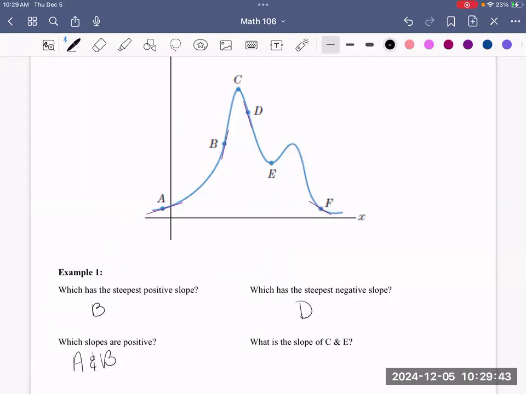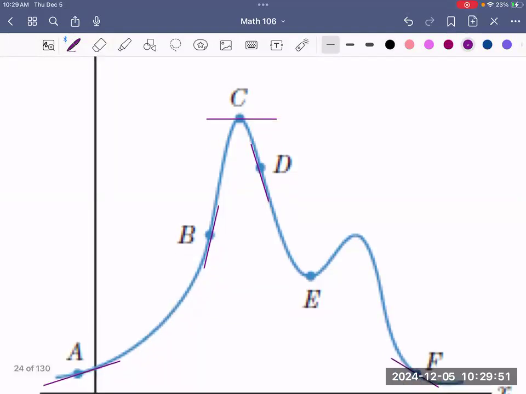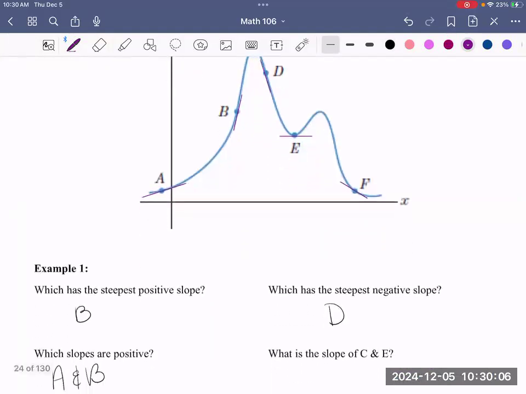Now it says, what is the slope at C and E? So let's go ahead and find those two slopes here. What do you believe your slope is here? Because these are horizontal lines, what do you know about slopes of horizontal lines? Well, their slopes have to be 0.